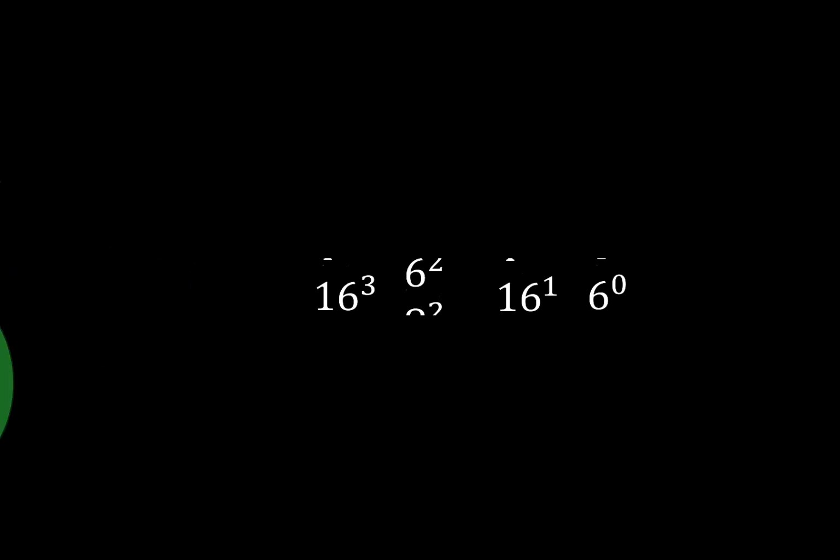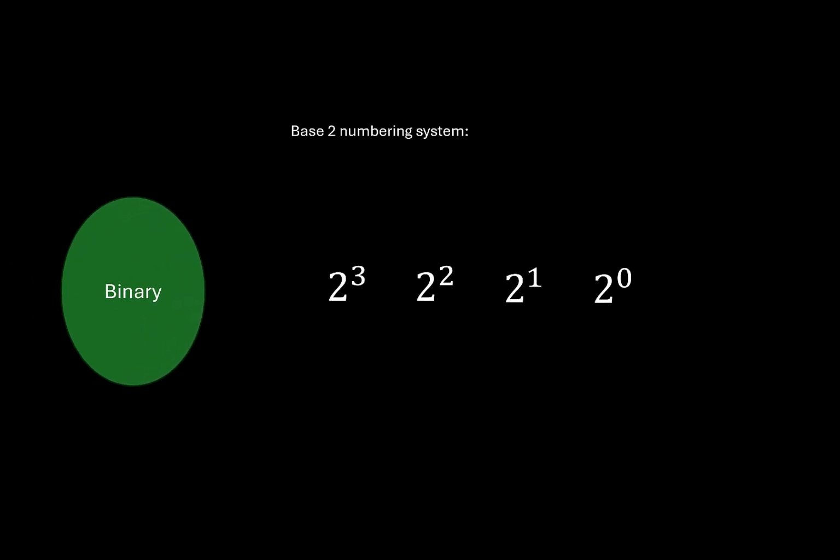If we change to the binary system, we now have a base 2 numbering system, meaning we only have two digits, 0 and 1. Now each of the numbers represents a power of 2. So again, I start on the right with 2 to the 0, and each time I move to the left, I increase by a power of 2. So 2 to the 1, 2 squared, 2 cubed, etc.